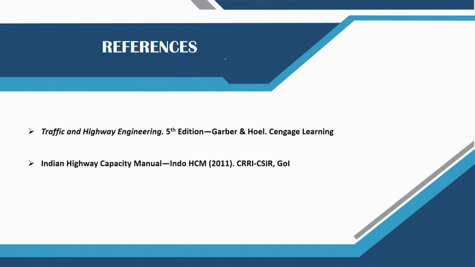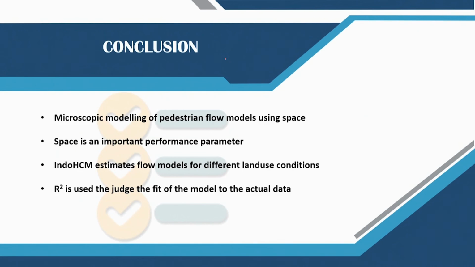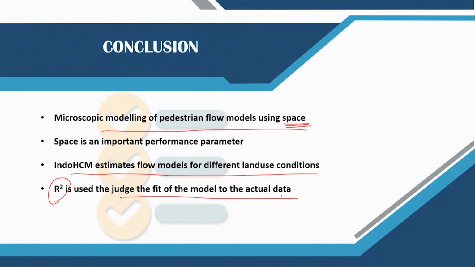the flow models for this lecture. Again, the references are provided. So, in conclusion, what we have looked at is the macroscopic modeling of flow models using space particularly, but also using the other 3 parameters. We have also looked at how for different land uses or for different trip purposes the relationships vary, and we have introduced you to this terminology called R square, which is a judge of how well your model is performing in relationship to the actual data. Okay? Thank you.